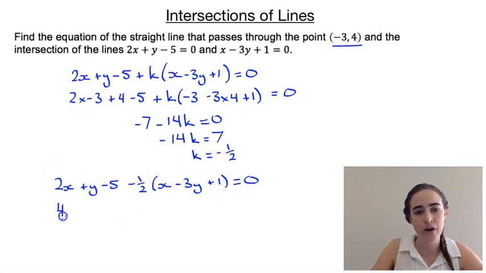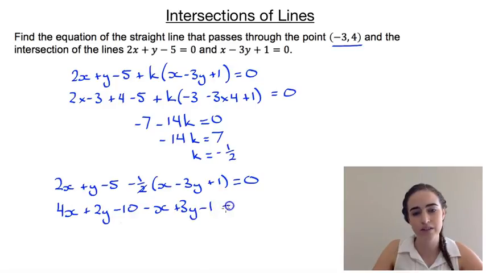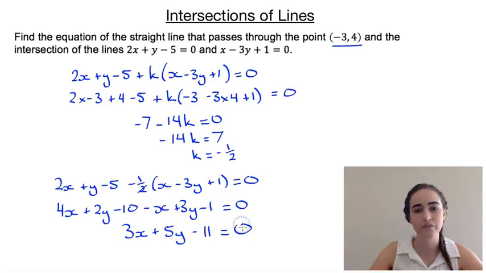So we're going to have 4x plus 2y minus 10. And that gets rid of that. So we've expanded that out. And then expand out your minus 1. So we'd have minus x plus 3y minus 1 is equal to 0. And the last step is just to collect like terms. So 4x minus x would give us 3x. 2y plus 3y gives us 5y. And minus 10 minus 1 would give us minus 11. And we've got our equals 0. So 3x plus 5y minus 11 equals 0. That straight line will pass through the point minus 3, 4 and through the intersection of these two lines.